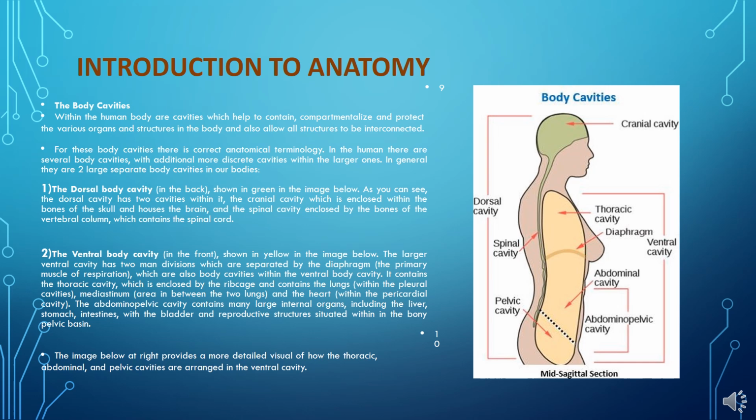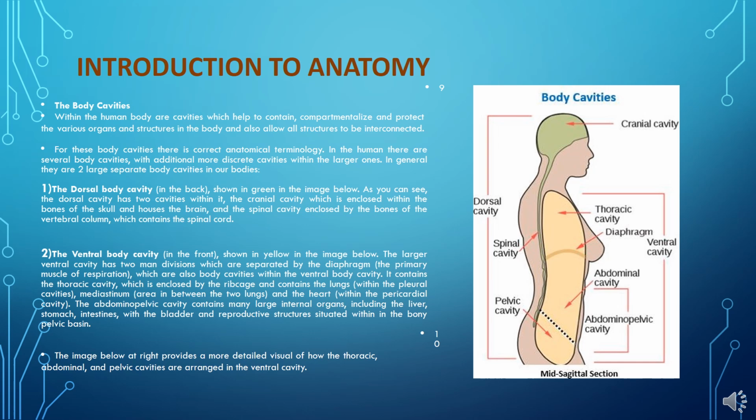In general, there are two large separate body cavities in our bodies: the dorsal body cavity in the back, shown in green in the image below. As you can see, the dorsal cavity has two cavities within it: the cranial cavity, which is enclosed within the bones of the skull and houses the brain, and the spinal cavity, enclosed by the bones of the vertebral column, which contains the spinal cord.